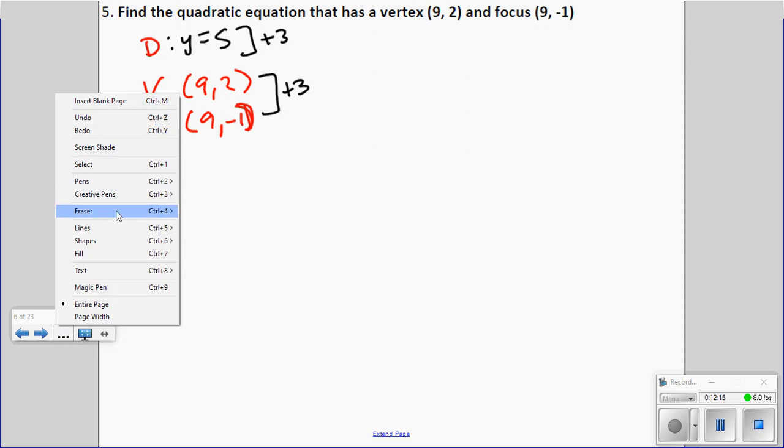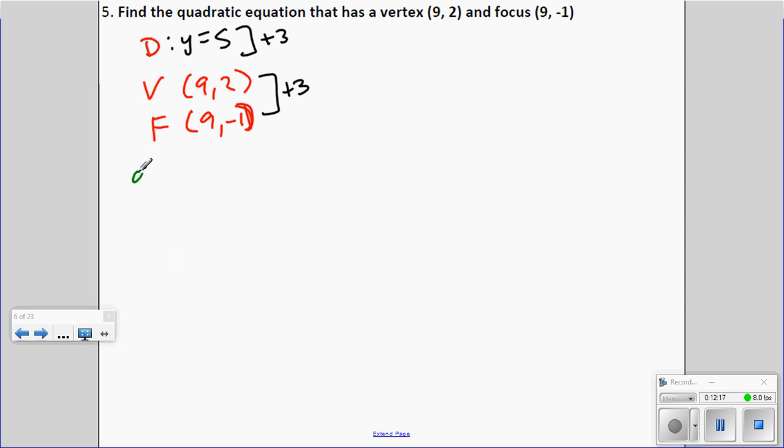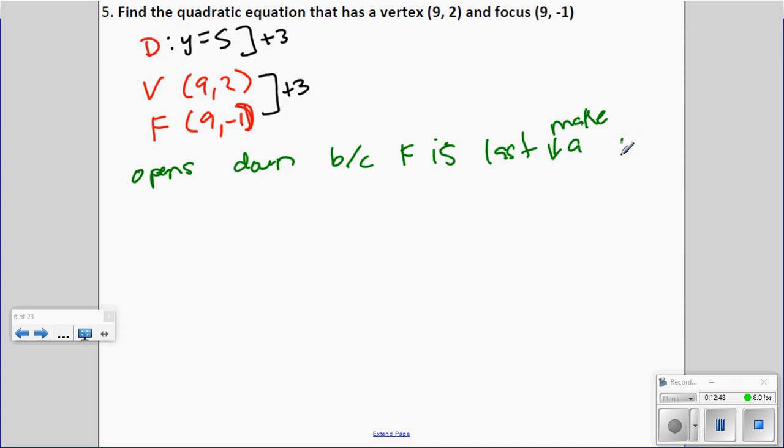Now this parabola is opening down. It's opening down because the focal point is below the vertex. So again, the focal point is where the parabola will look towards or point towards. So that's why it's opening down. So that means we need to make a positive. I'm sorry, negative. We need to make a negative.